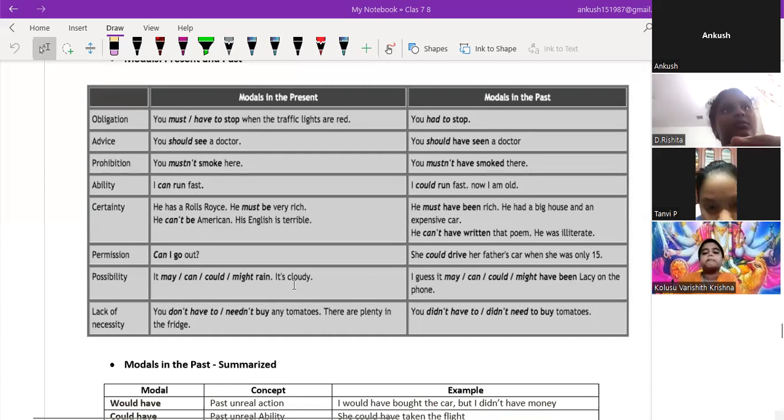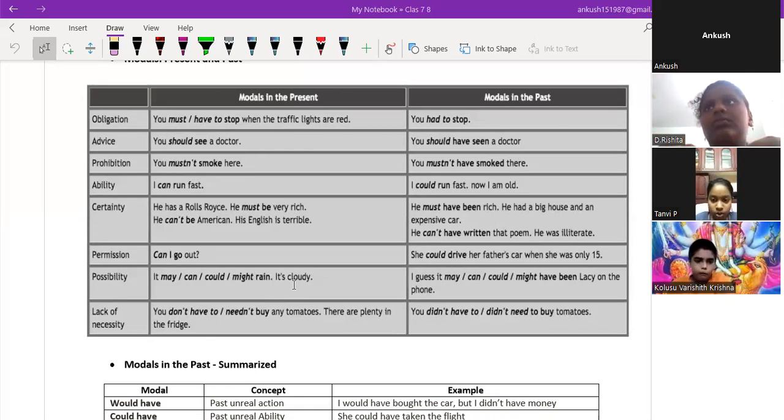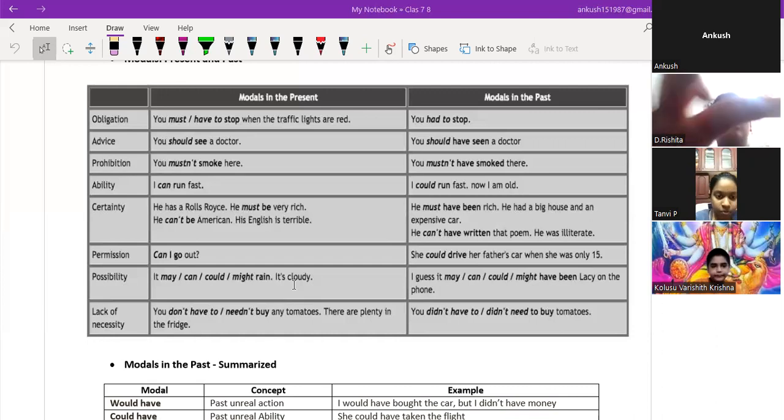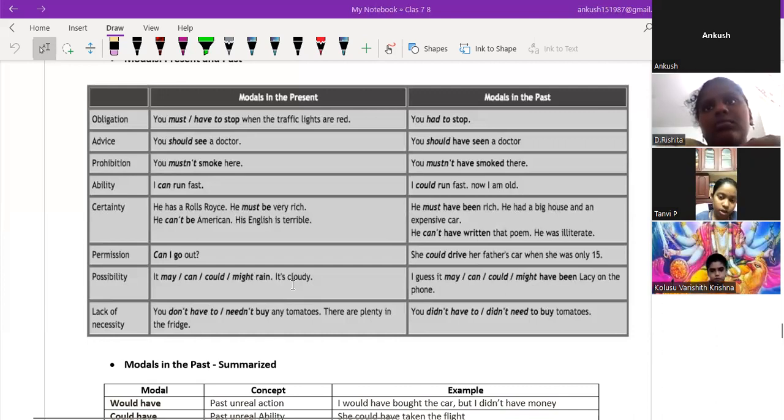Did you observe it? Yes, sir. What is given there? Can you explain, please, Tanvi? Yes, sir. Like there are some modals in the past and present, sir. So obligations, sir. In that there's a sentence, sir, in the present, and they converted it into the past tense, sir. Like an example?